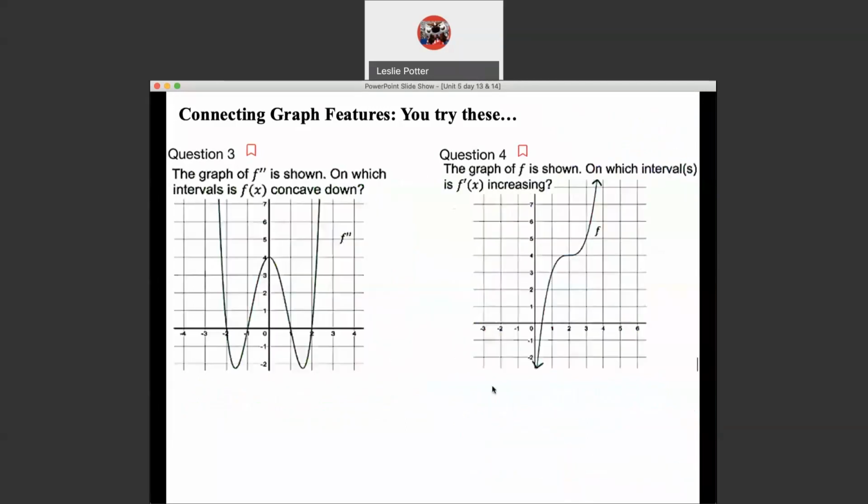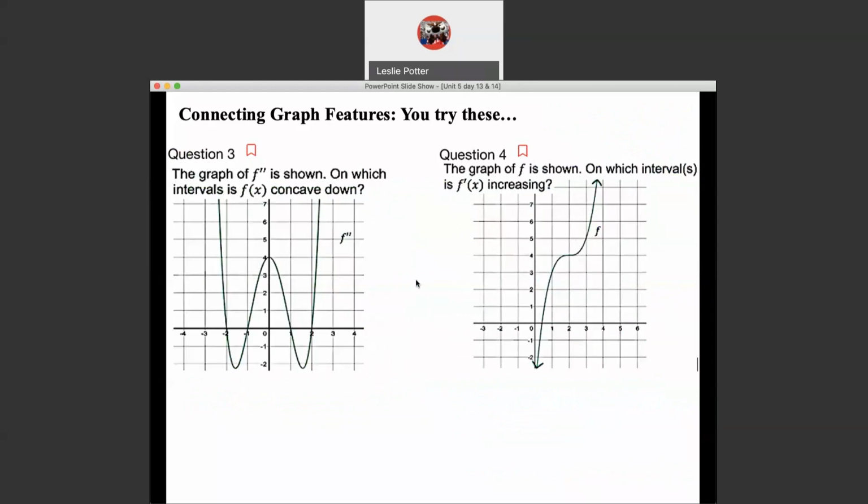Okay, so a couple more to try here. Notice I'm giving you the graph of f double prime of x here, and then I'm giving you the graph of f of x here. So notice I'm giving you two different pieces of information. So go ahead and stop the video and try these two.